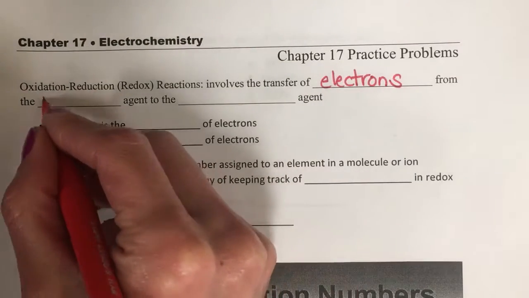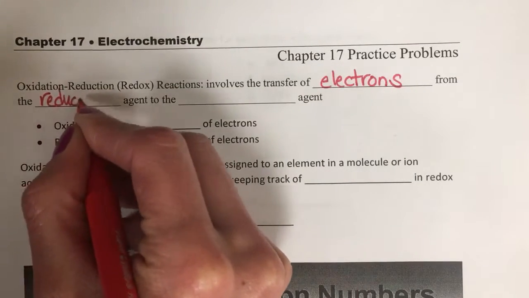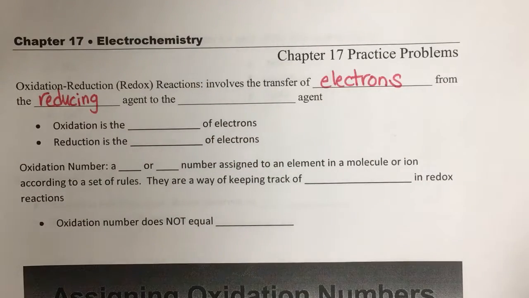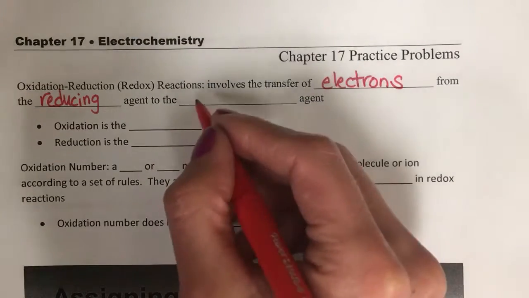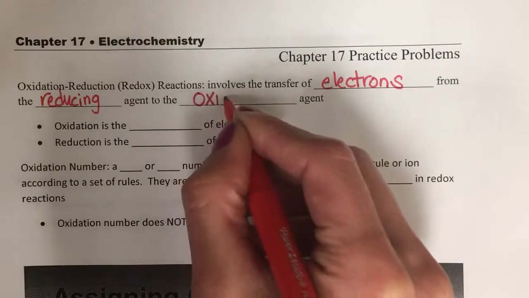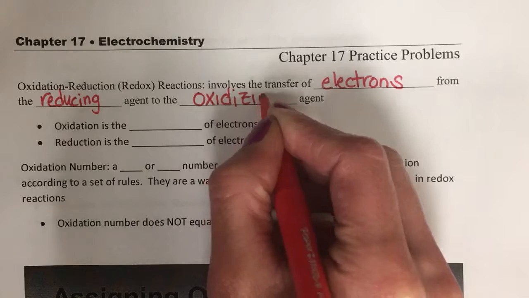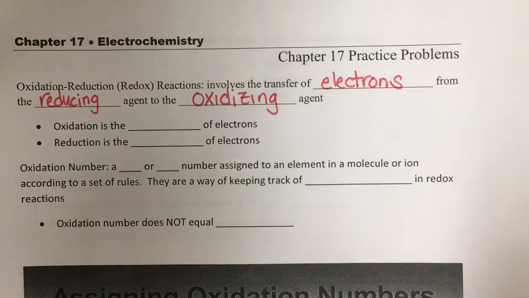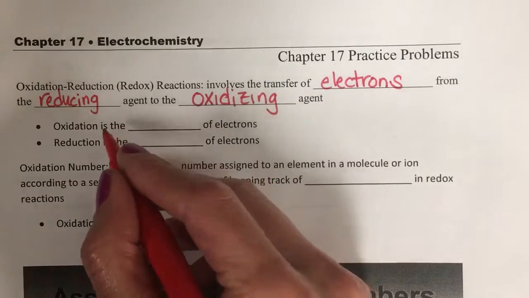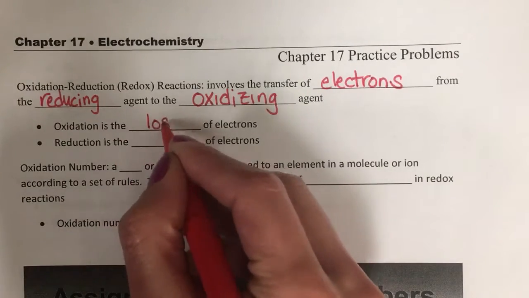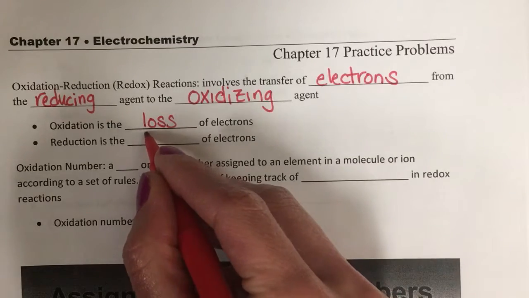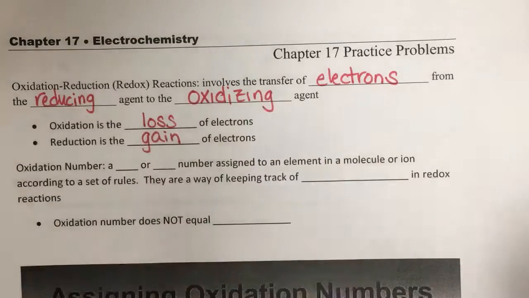The reducing agent is the one that is losing the electrons. The electrons are going into the oxidizing agent. Now this is kind of backwards. Remember, we said oxidation is the loss of electrons. Reduction is the gain of electrons.